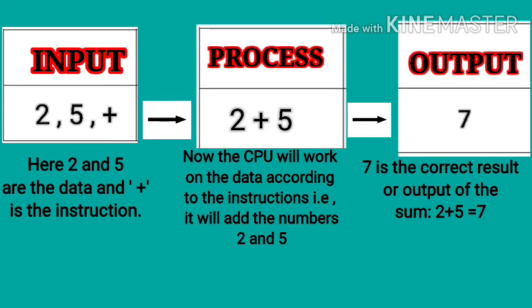Now, let us understand the working of a computer with an example. The data and instructions together are the input. Here, 2 and 5 are the data and plus is the instruction. Now the CPU will work on the data according to the instructions. That is, it will add the numbers 2 and 5. Finally, 7 is the correct result, or output, of the sum.